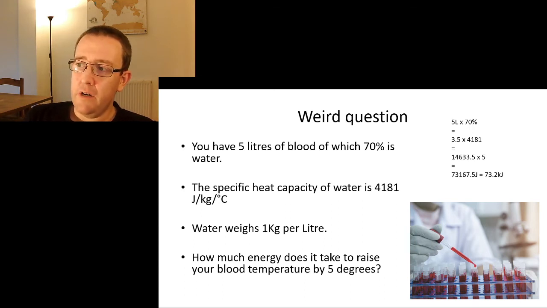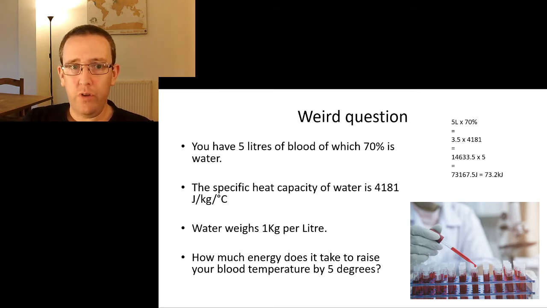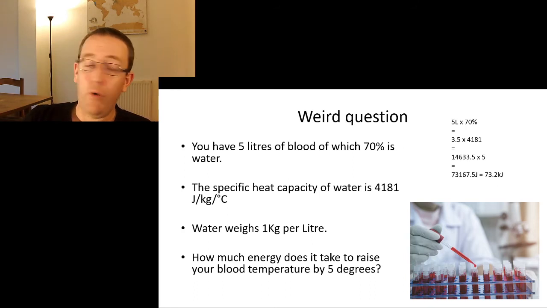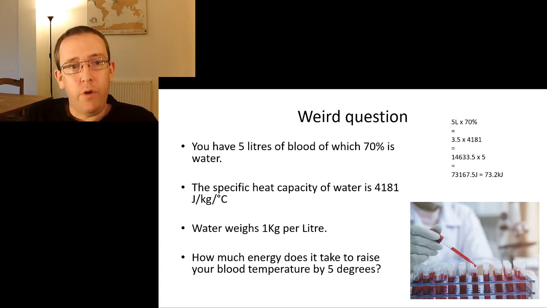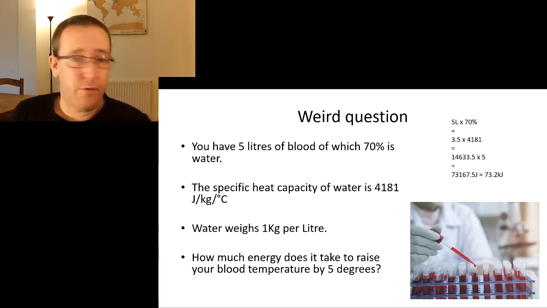We then take that 3.5 litres and times it by 4,181. That's the amount of joules it would take to raise 1 kilo of water by 1 degree. So 3.5 litres of water by 1 degree. We then multiply that number that we get, which is 14,633, by 5 to get the 5 degrees that we need. And that gives us 73,167.5 joules or 73.2 kilojoules to raise one human's worth of blood, at least the watery bit, by 5 degrees.